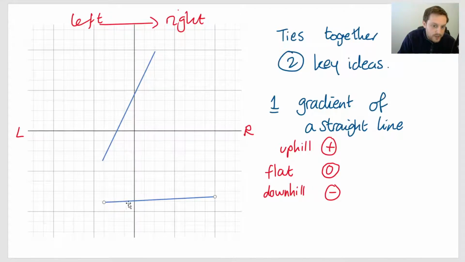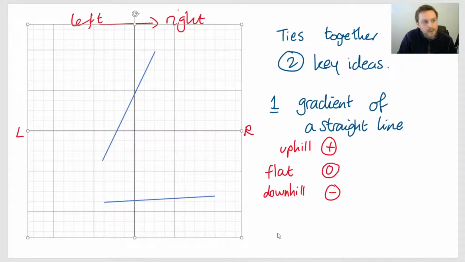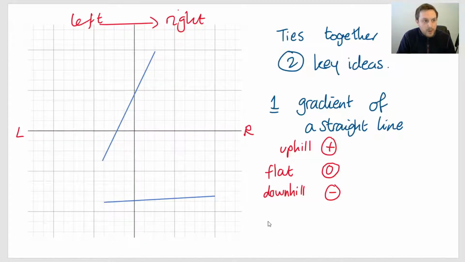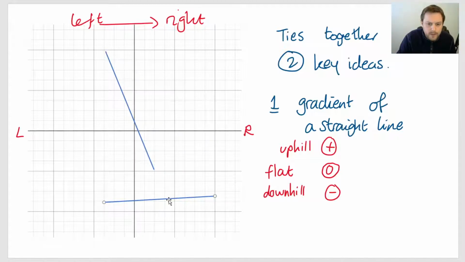It is not 0 because, as you can see, it's not perfectly flat. If it was perfectly flat, it would end up here rather than here, right? So that's just something to be aware of, that all we mean by the gradient of a straight line is how steep is it. If it's going uphill, it's positive, and if it's going downhill, then it's negative. So for example, if I move that there and that there, that's now quite steep, of course, but it's going downhill, so it's got a negative gradient. So that's the absolute basics of a gradient.